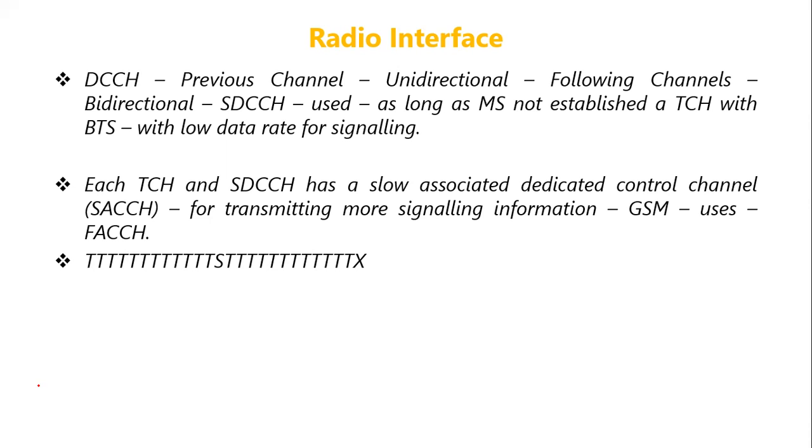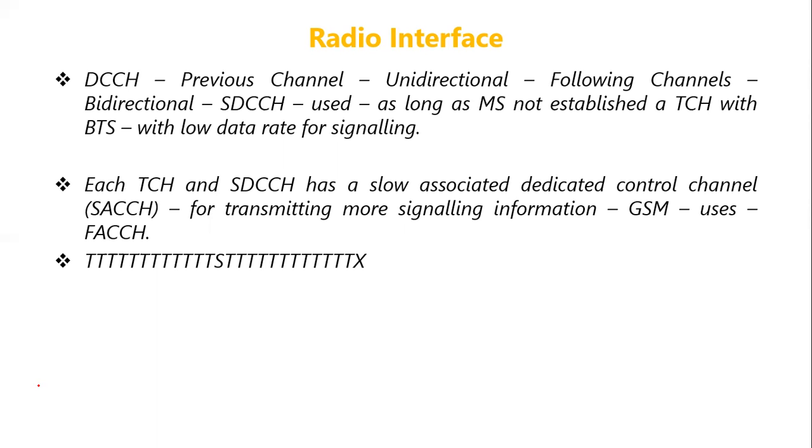As long as the mobile station has not established a TCH with the BTS, it uses this standalone dedicated control channel. In the previous case, we discussed that if more than one user tries to set up a connection at the same time, there will be a collision. If there is a collision, then the BTS will use the access grant channel to signal the MS to use TCH or SDCCH for further connection setup.